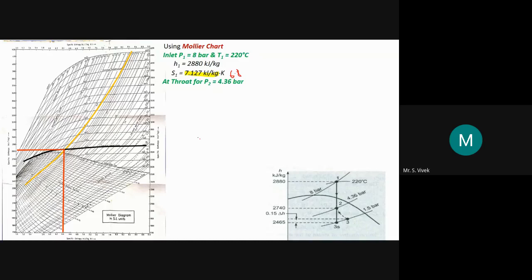Then, as far as entry condition is concerned, that is 1. I'm getting the enthalpy and entropy value by using the Mollier chart. What to do with the throat? So pressure P2 is equal to 4.36 bar, right? I'm going to approximate as 4 bar.